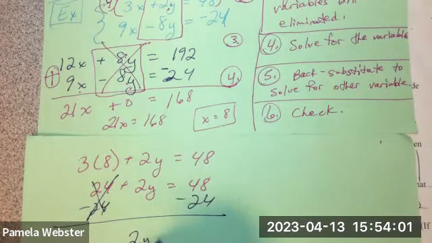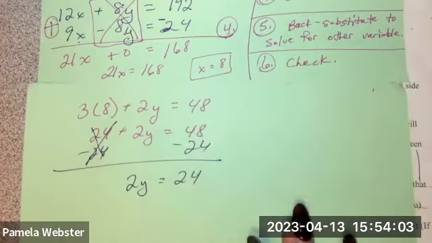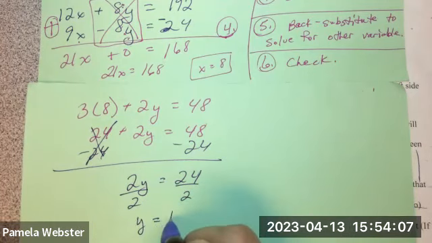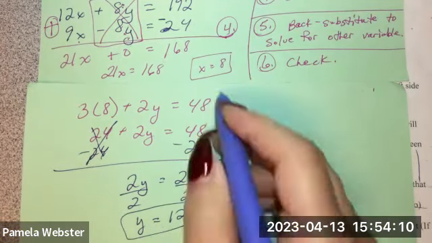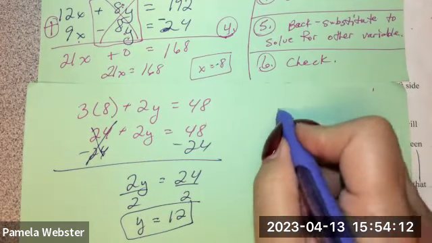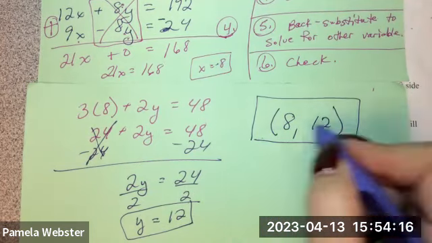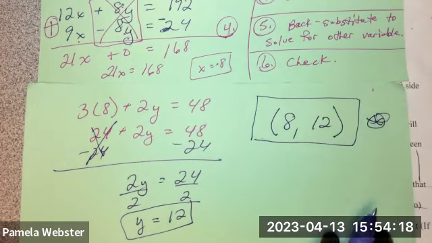That's going to give me 2y equals 24. And lo and behold, when I divide by 2 on both sides, I get y equals 12. So I have an x value and a y value. My point is (8, 12). That's what I think is the solution here.